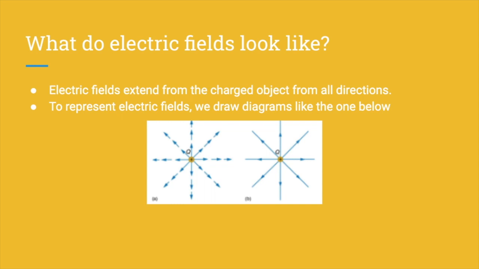To represent these electric fields, we draw diagrams like the ones below. The lines are considered the electric field lines. And we'll go more in depth about the arrows and the closeness of the arrows and what that represents in the next slide.